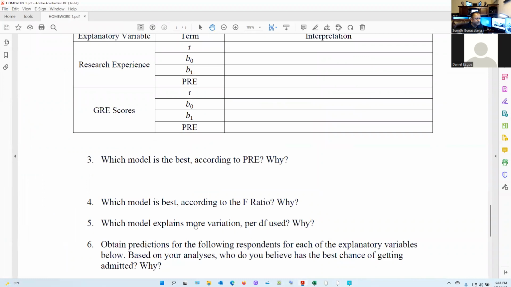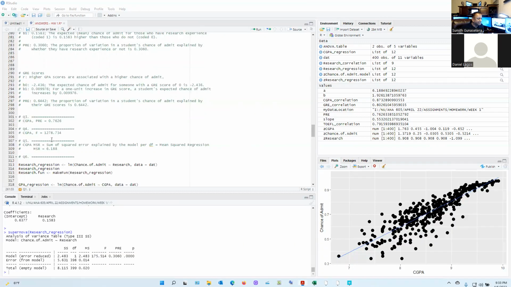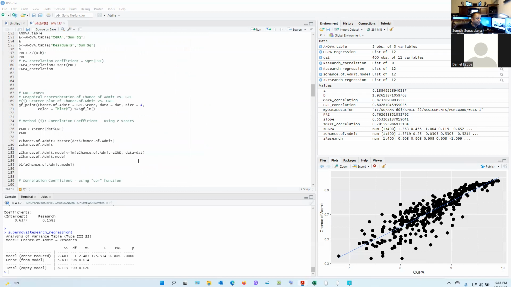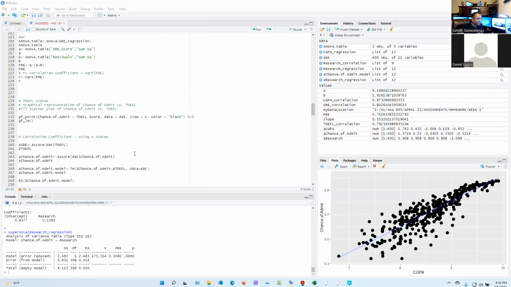See, more variation is error, the sum of squared error. Sum of squared error per degrees of freedom means mean squared error. Whichever model explains more variation per degrees of freedom is taken as the best model. Here again, CGPA, I noticed that one, but you have to run all of these for the ANOVA table and then compare and contrast and see which one has that.